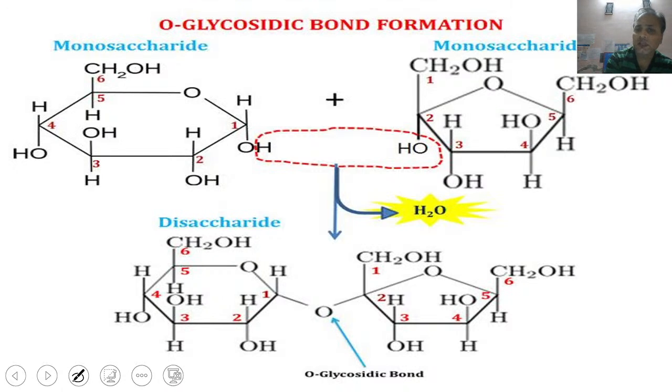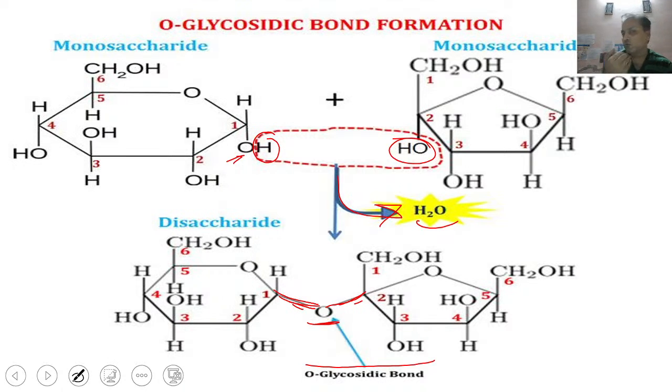So these two are going to react by the removal of water. Water will be removed, this OH and this H will go, and ultimately one oxygen will be left out here. So this is the connection between these two monosaccharides by forming a glycosidic bond, where the oxygen will be in the center. This is called an O-glycosidic bond. We can have an N-glycosidic bond also, but in carbohydrates we have the O-glycosidic bond. So we are not using the O, we are simply saying glycosidic bonds.